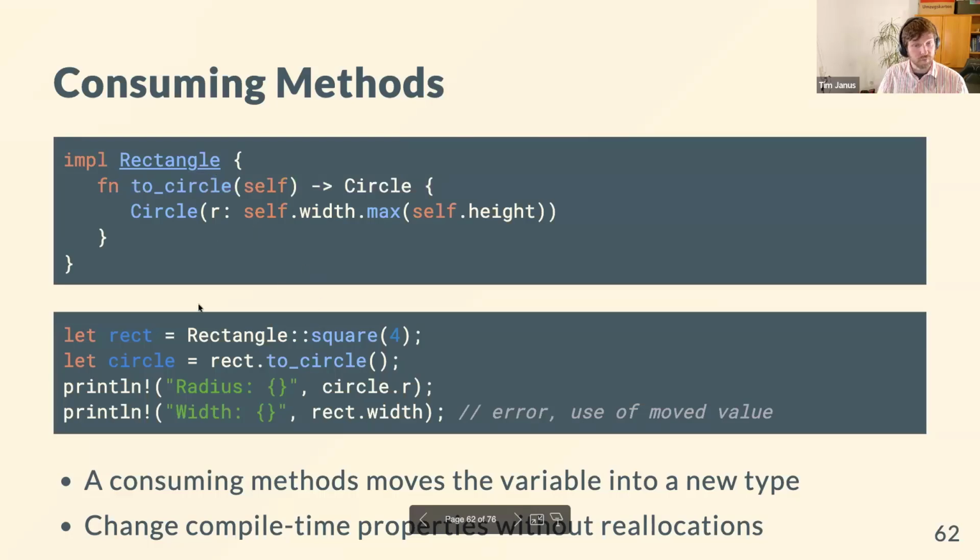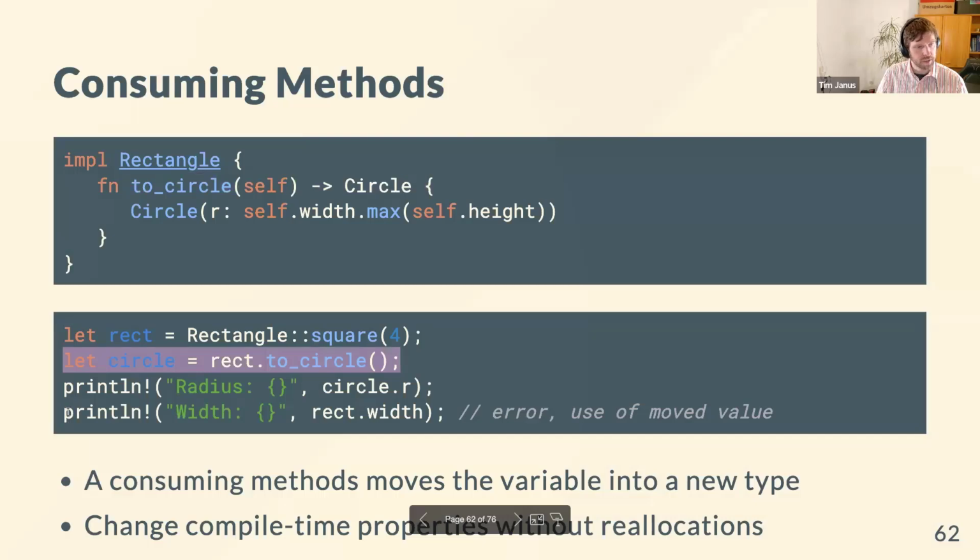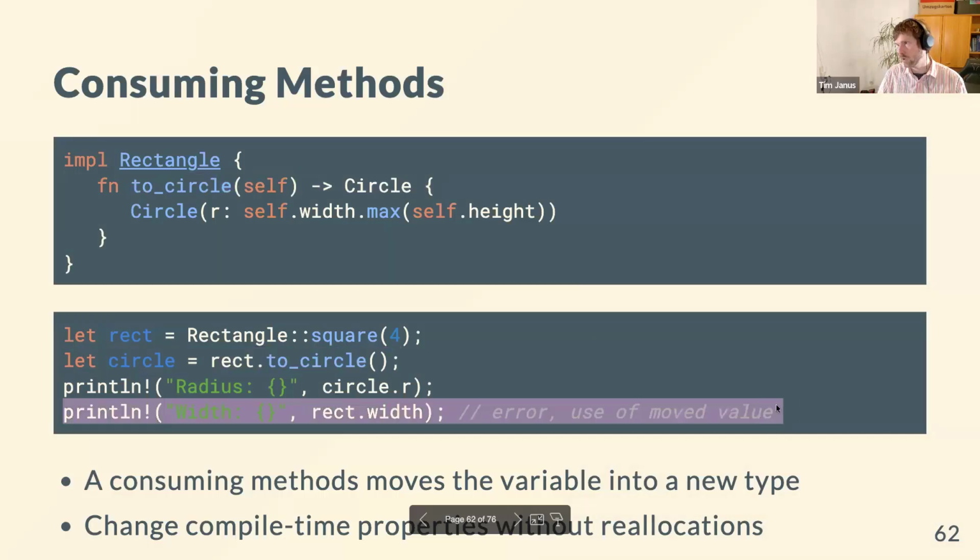And when we then use this code to circle, at that line, rect becomes moved out. And for this reason, this line would give you an error because of the moved-out value. And this changes compile-time properties of your data without reallocations. Reallocations are very expensive from a performance standpoint.